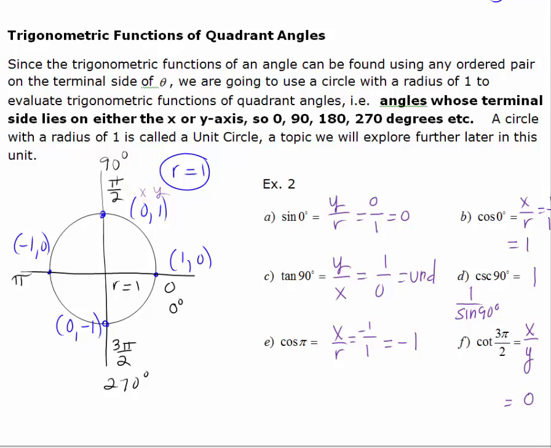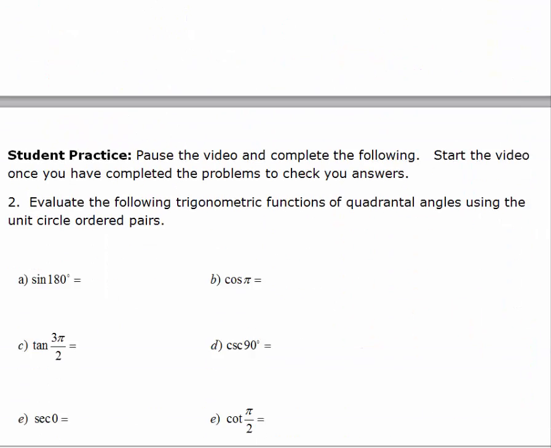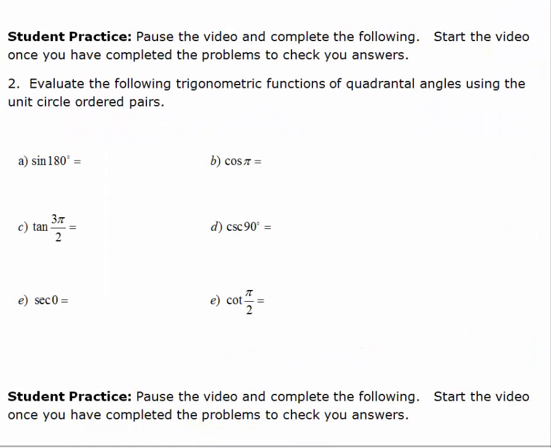So what I'd like you to do is pause the video. I'd like you to use the unit circle, or a circle with a radius of 1, and those 4 special points or ordered pairs to help you generate the trig functions of these quadrant angles. Alright, so I've quickly drawn the 4 ordered pairs to help me.